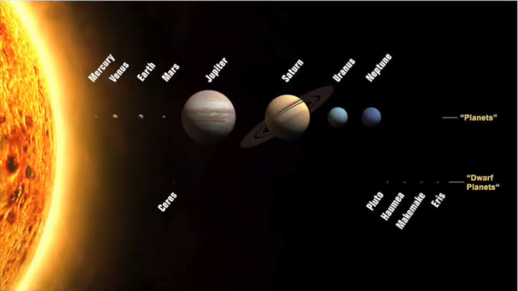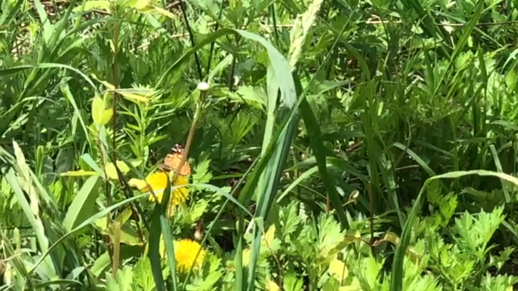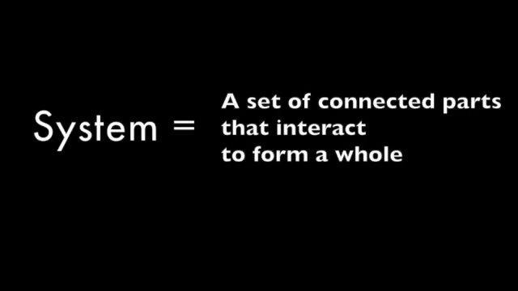In science, we study lots of different systems. You've probably heard this word system before, like the solar system, or the circulatory system, or even an ecosystem. But what is a system? A system is just a set of connected parts that interact to form a whole.